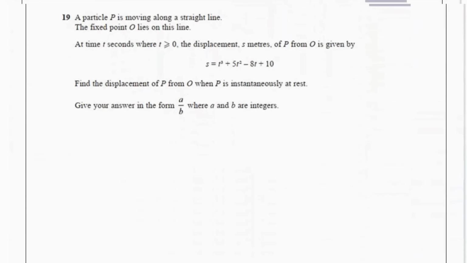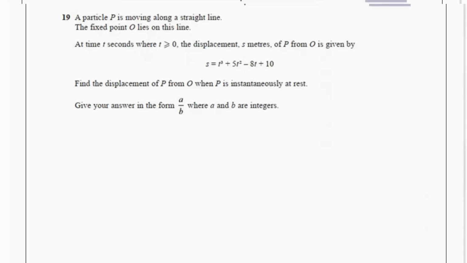The next is for kinematics. So particle P is moving along a straight line. The fixed point O lies on this line. At time t seconds, where t is greater than or equal to 0, the displacement s meters of P from O is given by s equals t cubed plus 5t squared minus 8t plus 10. We have to find the displacement of P from O when P is instantaneously at rest, giving your answer in the form A over B, where A and B are integers.